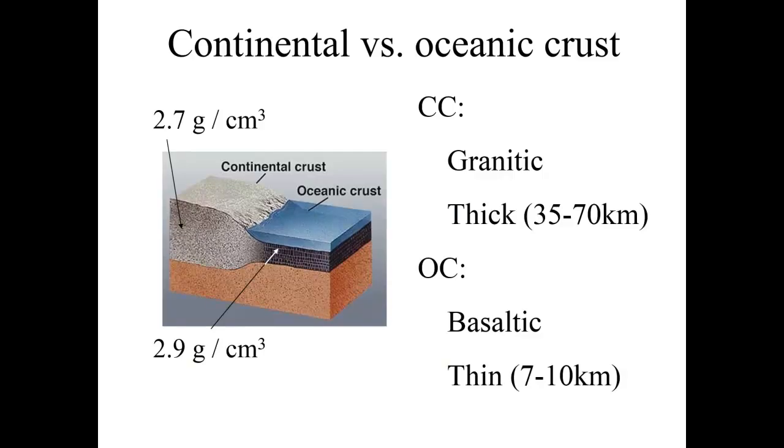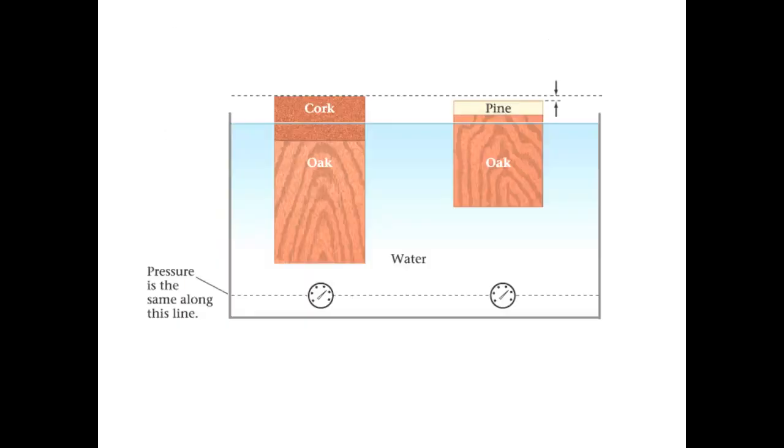So let's compare those two types of crust. We've got continental crust and oceanic crust. Continental crust is thicker, it's overall granitic in its composition, and has a density of around 2.65 to 2.7 grams per cubic centimeter. The oceanic crust, in contrast, is much thinner, it's overall basaltic in its composition, and it's got an average density of around 2.9 grams per cubic centimeter. So this is part of the picture when it comes to plates.